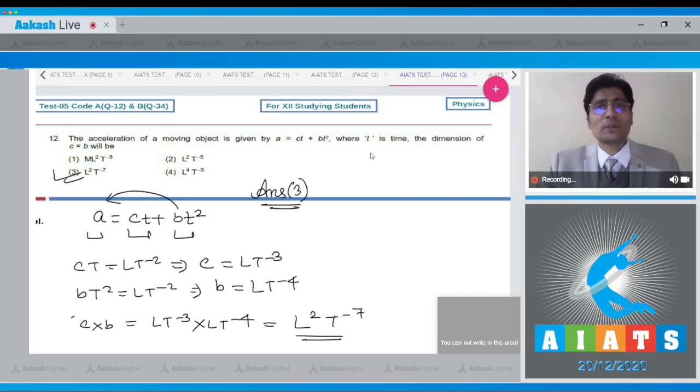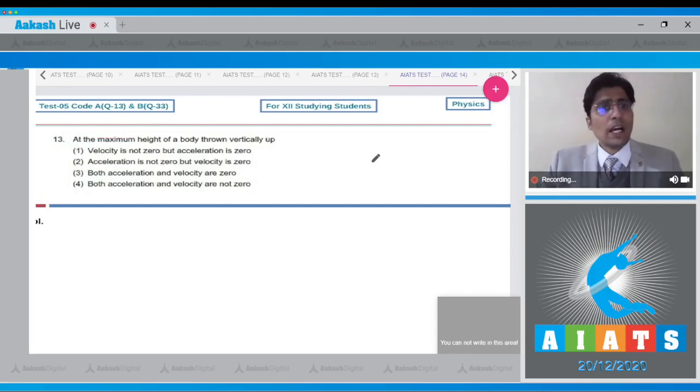Now let us move to question number 13. In this question, at the maximum height of a body thrown vertically upwards, the velocity is not 0 but acceleration is 0. Acceleration is not 0 but velocity is 0. Both acceleration and velocity are 0. Both acceleration and velocity are non-zero. So we have to write down whether the acceleration is 0 or the velocity is 0.